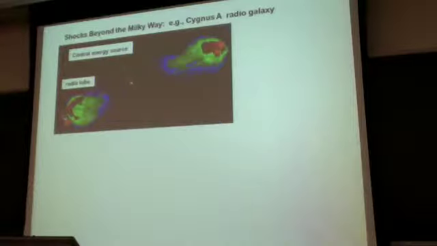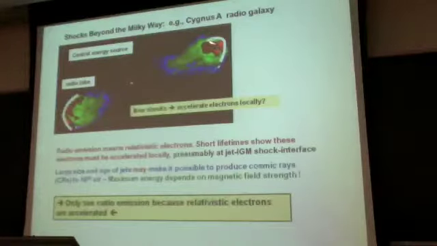Just very quickly, there are shocks everywhere, as I mentioned. Here's a radio galaxy. We assume that there are shocks out here producing these radio lobes. And the important thing to remember, of course, is that we only see radio emission because relativistic electrons are being accelerated. So if you see radio emission in these objects, you know that acceleration is taking place.